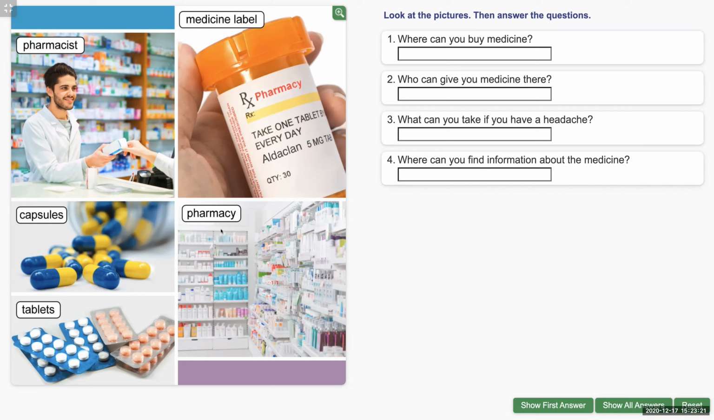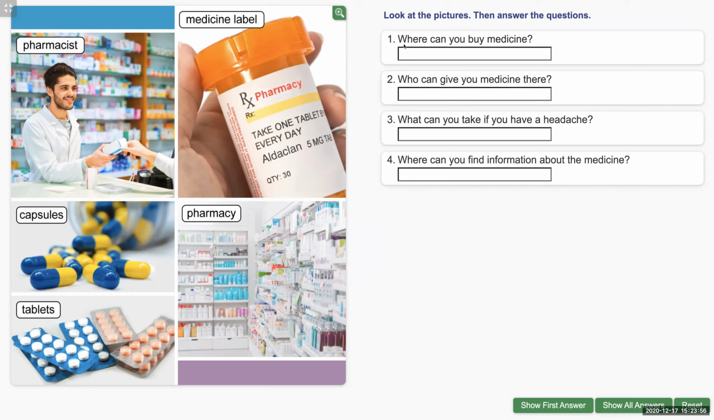Okay, on the bottom now we have pharmacy. Let's pronounce that again. Pharmacy, not the same thing as pharmacist. Pharmacist is a person, pharmacy is a place. And then we have 2 more pictures, capsules and tablets. Let's pronounce again, capsules. And then we have tablets. So take a few seconds to look at the pictures. And let's look at number 1, 2, 3, and 4.